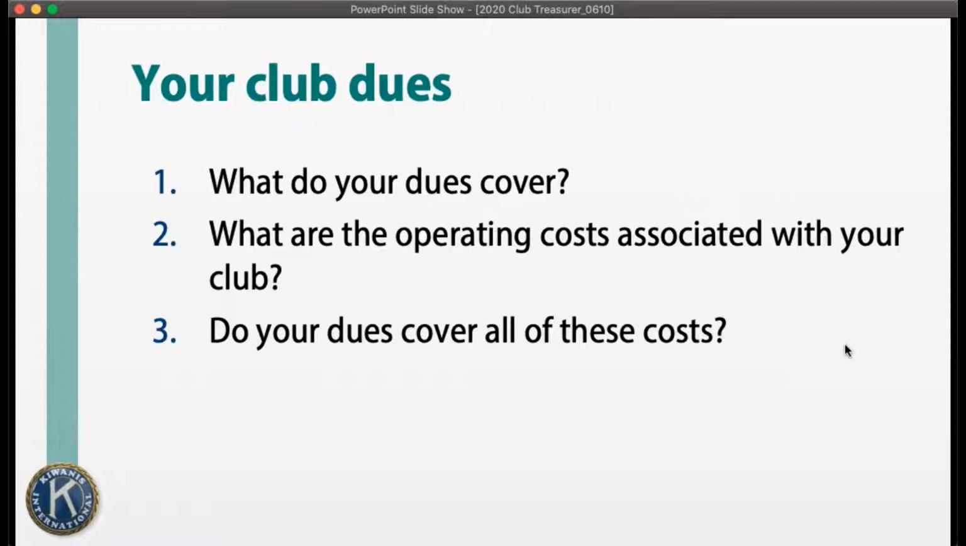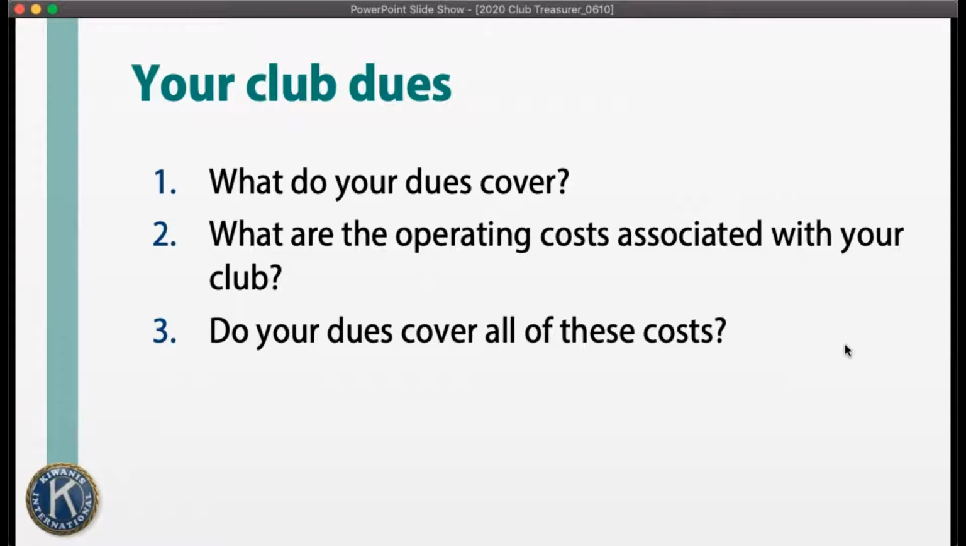Some clubs opt to offer prepaid meals, which they do wrap into their club dues. Others don't. Some clubs experience higher operating costs for larger service projects. It's important to keep all of these in mind to make sure that your club is in good financial standing.